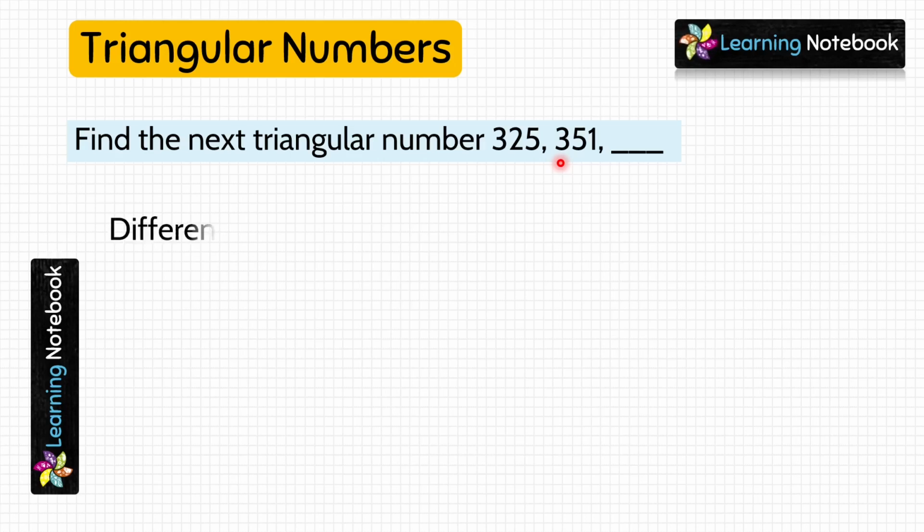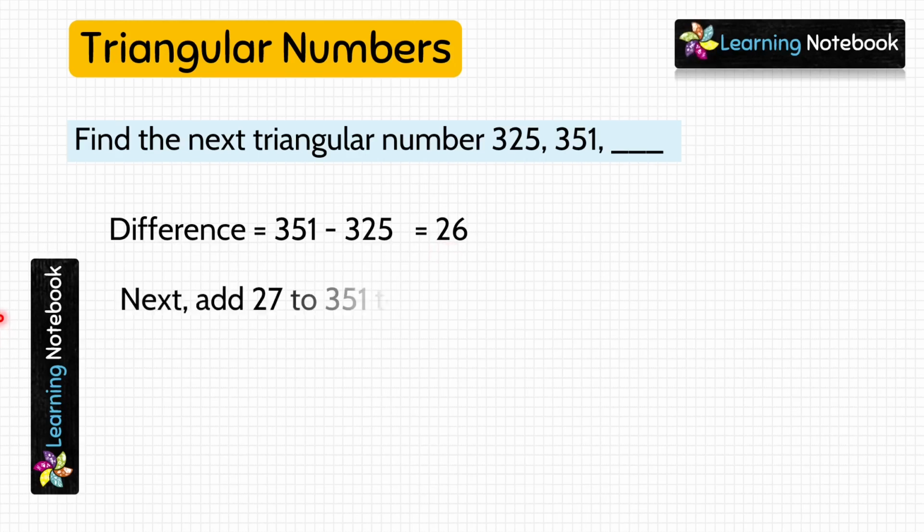First, we will find the difference between these two triangular numbers. So 351 minus 325 equals 26. Now add 1 to this difference, 26. We get 26 plus 1 equals 27.